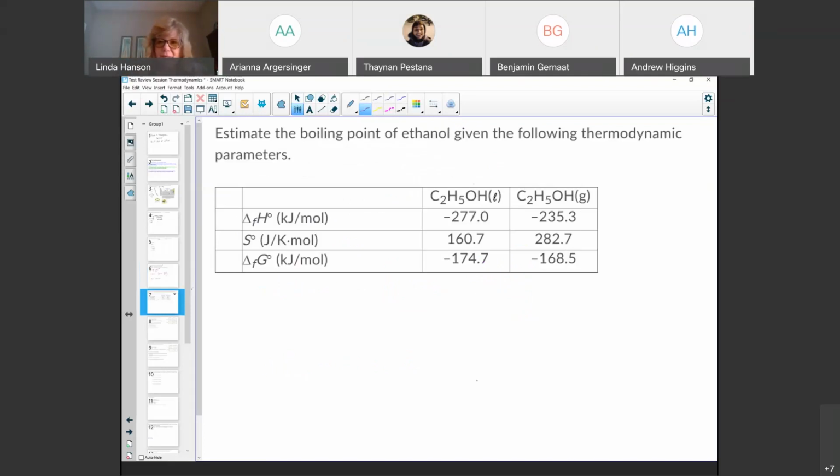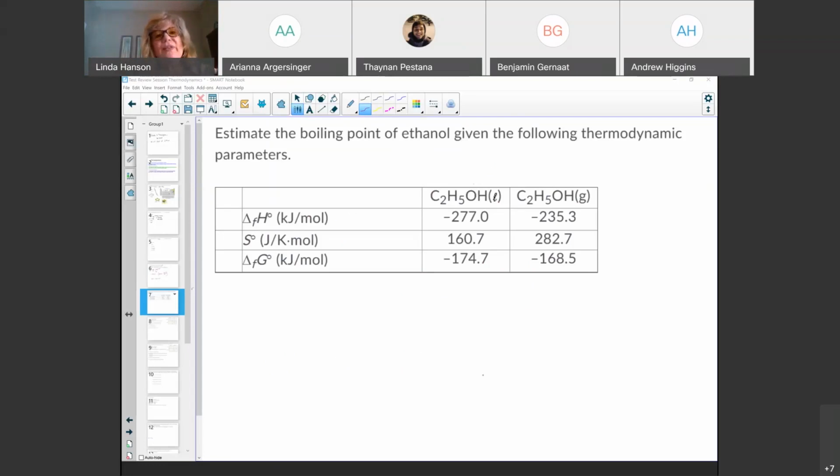Cool. All right, so I'm going to take a look at this question. It says we're asked to estimate the boiling point of ethanol given the following thermodynamic parameters. We have a delta H, a delta S, and a delta G, all given to us in a data table format. And again, let me emphasize as on the last test, when you need thermodynamic data, it's supplied for you right in the quiz question. You don't have to go to a chart and look it up. So it's right there for us.